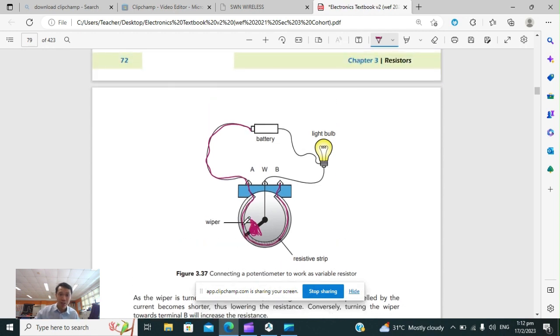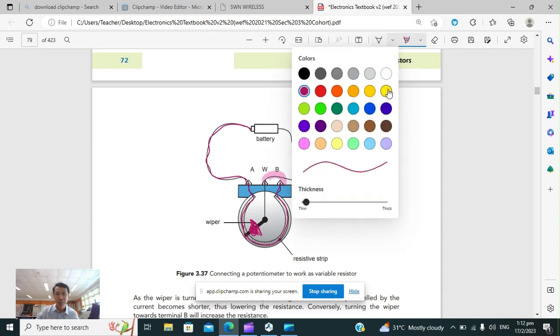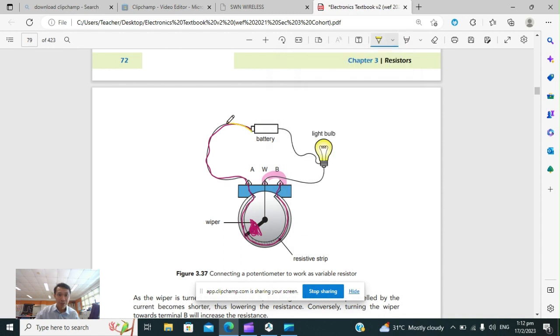But if we short wiper and B, okay, now what happens? So let's choose a yellow. Current comes, passes through, finds that, oops, there is a break here, there's a hole here, there's an open circuit here, no point going. So what it does is that it comes over here and goes up.